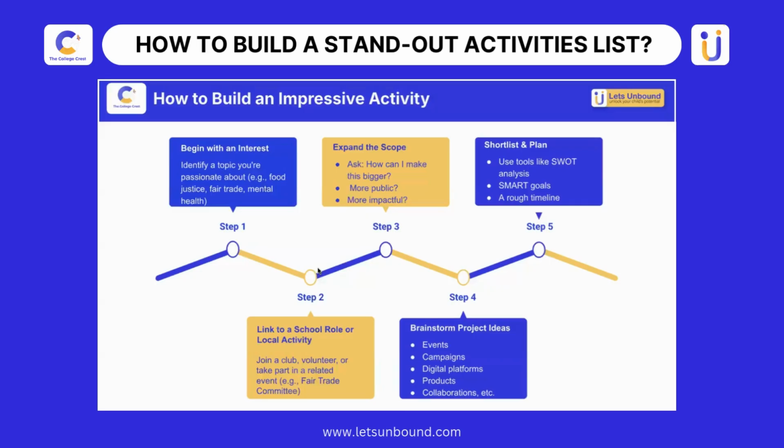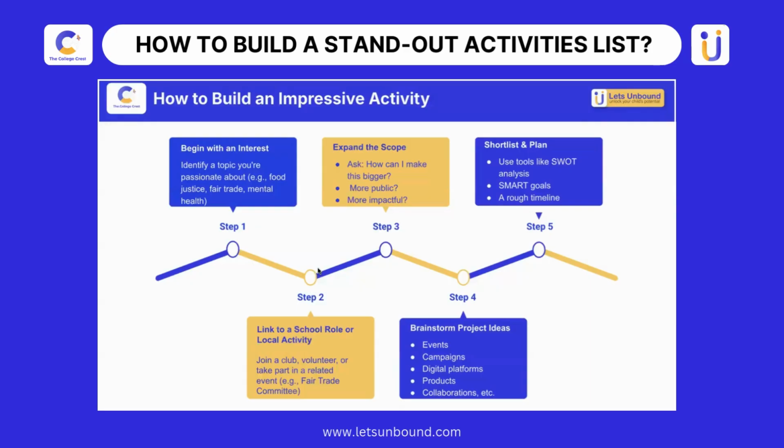Moving on to the next part, brainstorm project ideas. She started brainstorming. Some ideas included running a social media campaign, organizing school workshops, and eventually the most exciting one, creating a fair trade festival, a public event bringing together vendors, students, and community members to provide awareness and change.